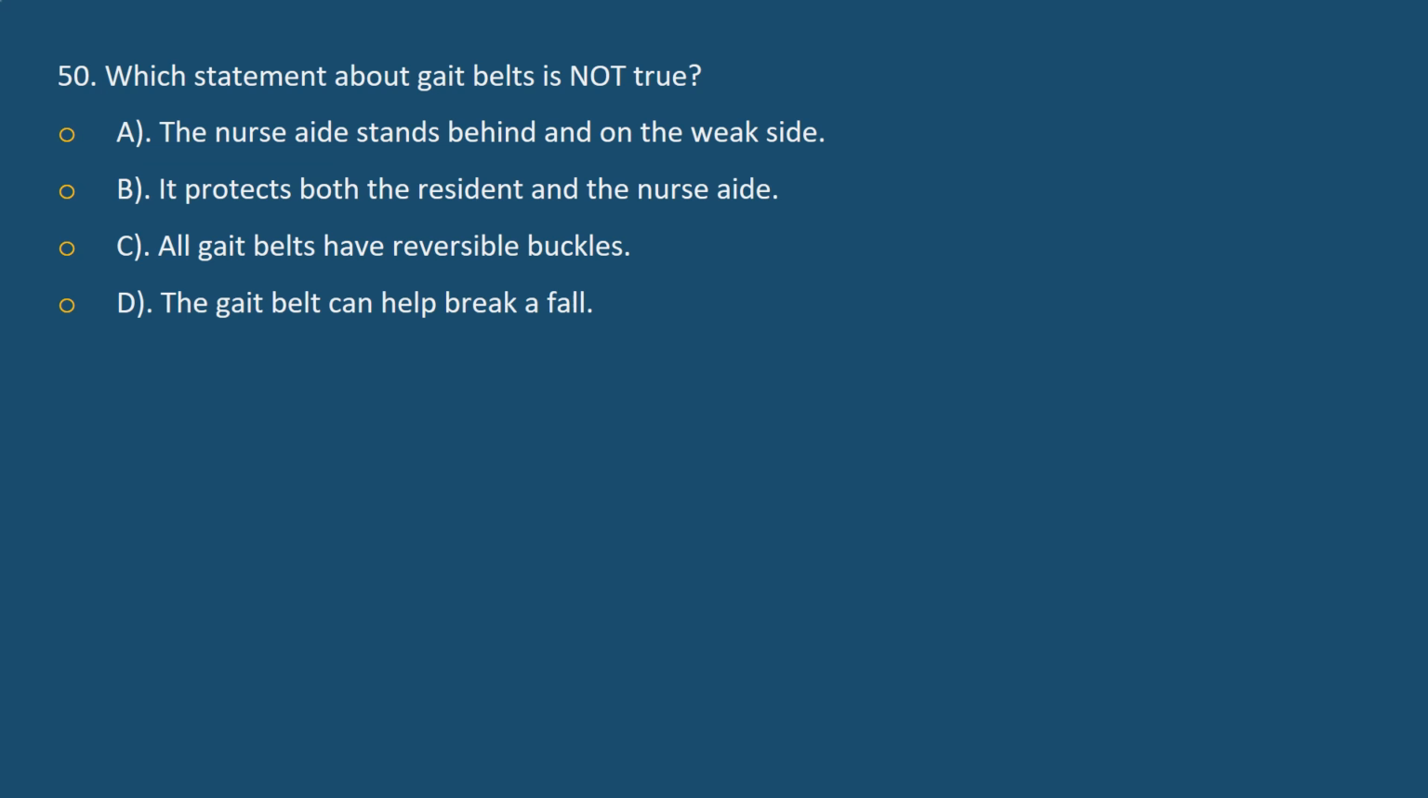Question 50. Which statement about gait belts is not true? A. The nurse aide stands behind and on the weak side. B. It protects both the resident and the nurse aide. C. All gait belts have reversible buckles. D. The gait belt can help break a fall.